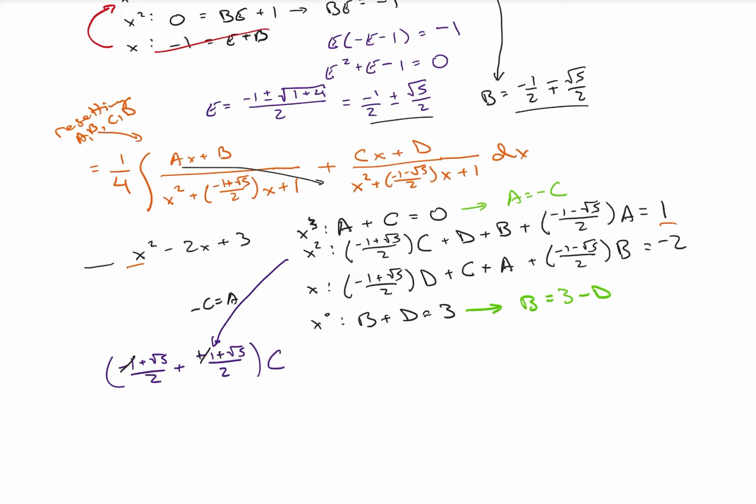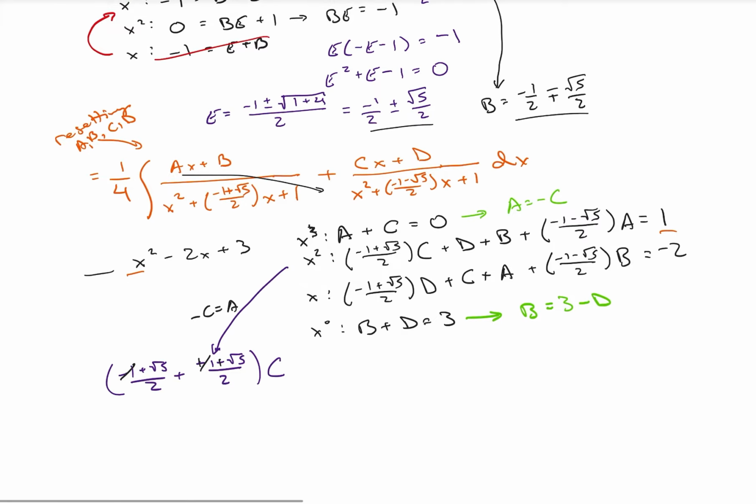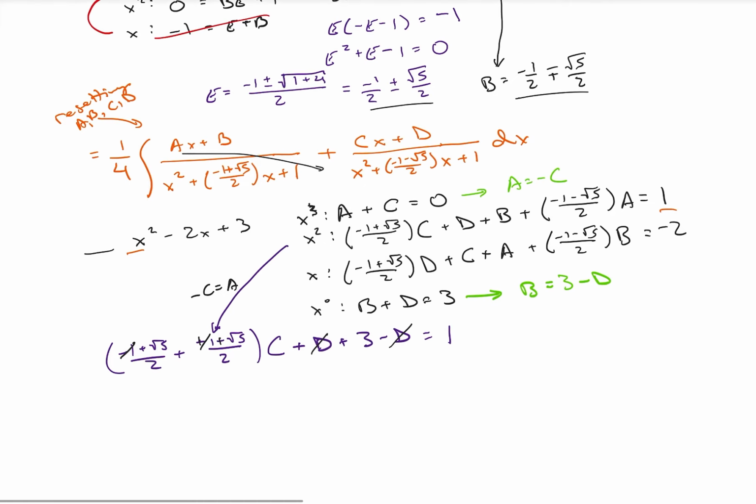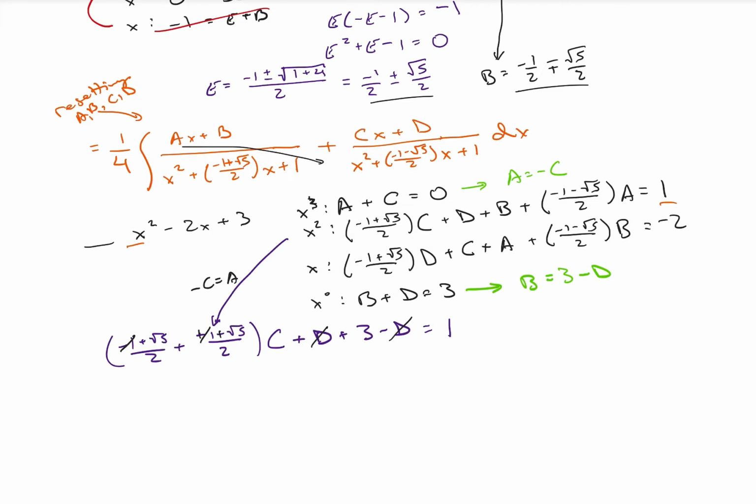And I'm going to be left with 2 root 5 over 2, which is just root 5. And this is going to be plus d plus b, which is 3 minus d. So I'm going to have a few more things cancel out. And that is all going to be equal to -2. Or sorry, that's equal to 1. I was using the wrong portion of my equation. Okay, so since that's equal to 1, I'm going to have root 5 c is equal to -2.